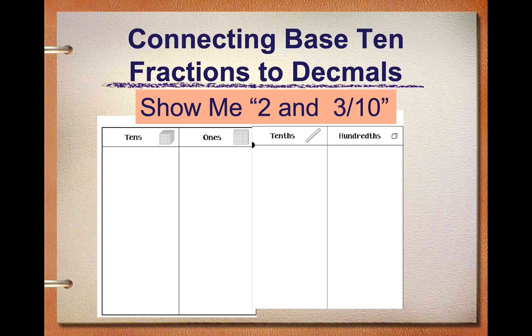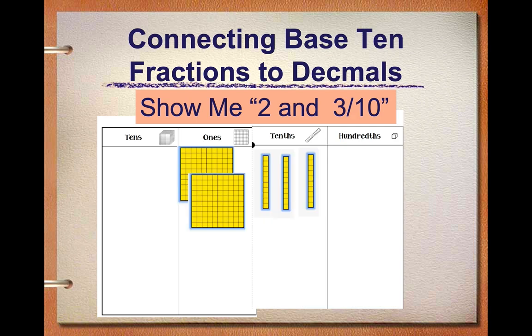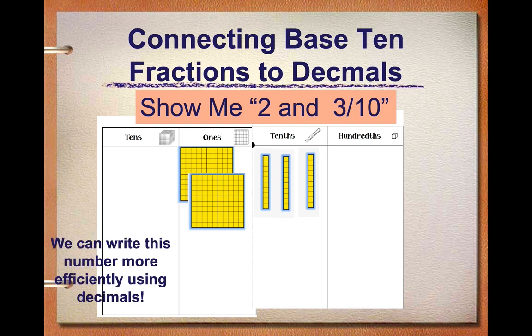So if we started with this place value mat and we asked kids to show us 2 and 3/10 gardens, well, on the mat, it might look something like that, correct? That would be 2 whole gardens and 3/10 of a garden. But using a place value mat, there's a nice way to write this using decimals. We use the decimal to separate the whole gardens from the partial gardens. Again, seeing 2.3 is just a much more efficient way to write that same amount, 2 and 3/10.